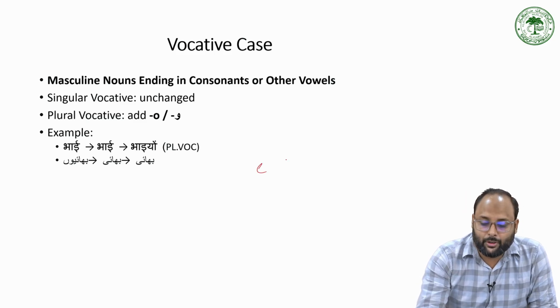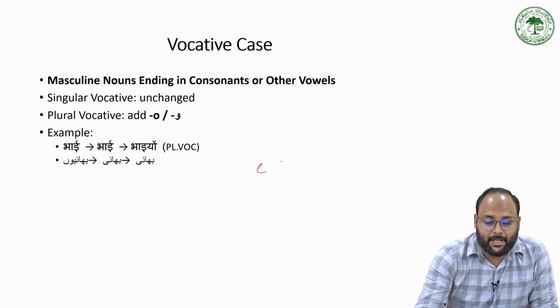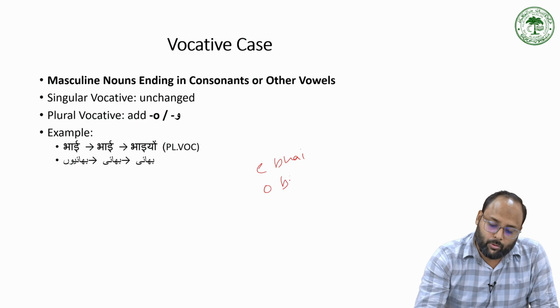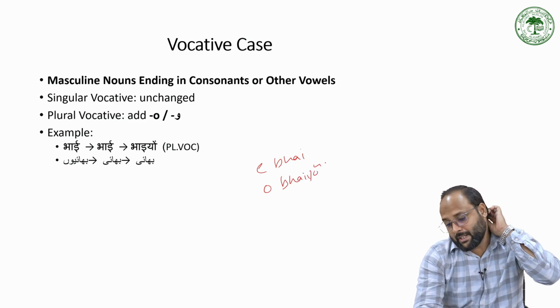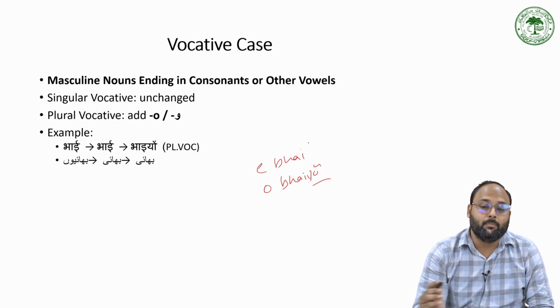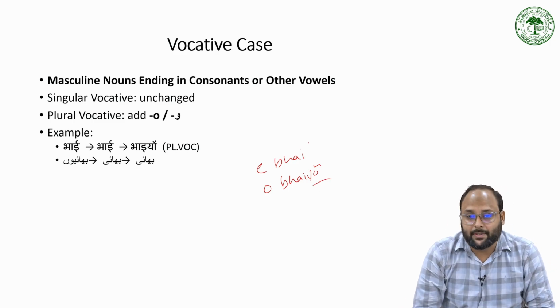So for singular, there is no change. If it ends with the 'e' vowel, like 'ऐ भाई', the plural is 'ऐ भैयो'. In this plural, we have changed by adding an 'o' suffix, but in the singular there is no suffix. There is no change in the base form. Like 'ऐ भाई', 'ऐ लड़की'. For plural, 'ऐ भैयो', 'ऐ लड़कियों'.